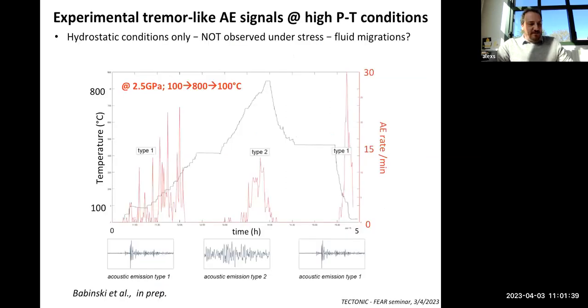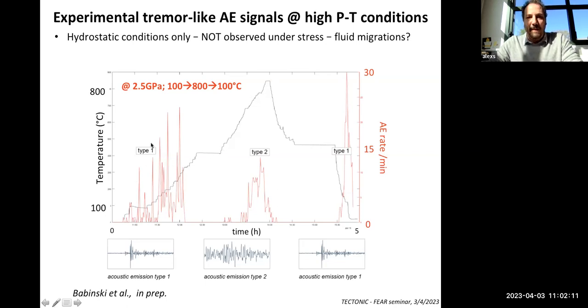Okay, so another thing we can do during this experiment is record acoustic emission. These are experiments performed under hydrostatic conditions. This is 2.5 GPa, and what you see is a ramp from 100 degrees to 800 degrees, then back to 100 degrees. This is not a very nice plot, I'm sorry, but here you see the temperature ramping as a function of time during the day. We started at 11, and we stopped at 3:30.